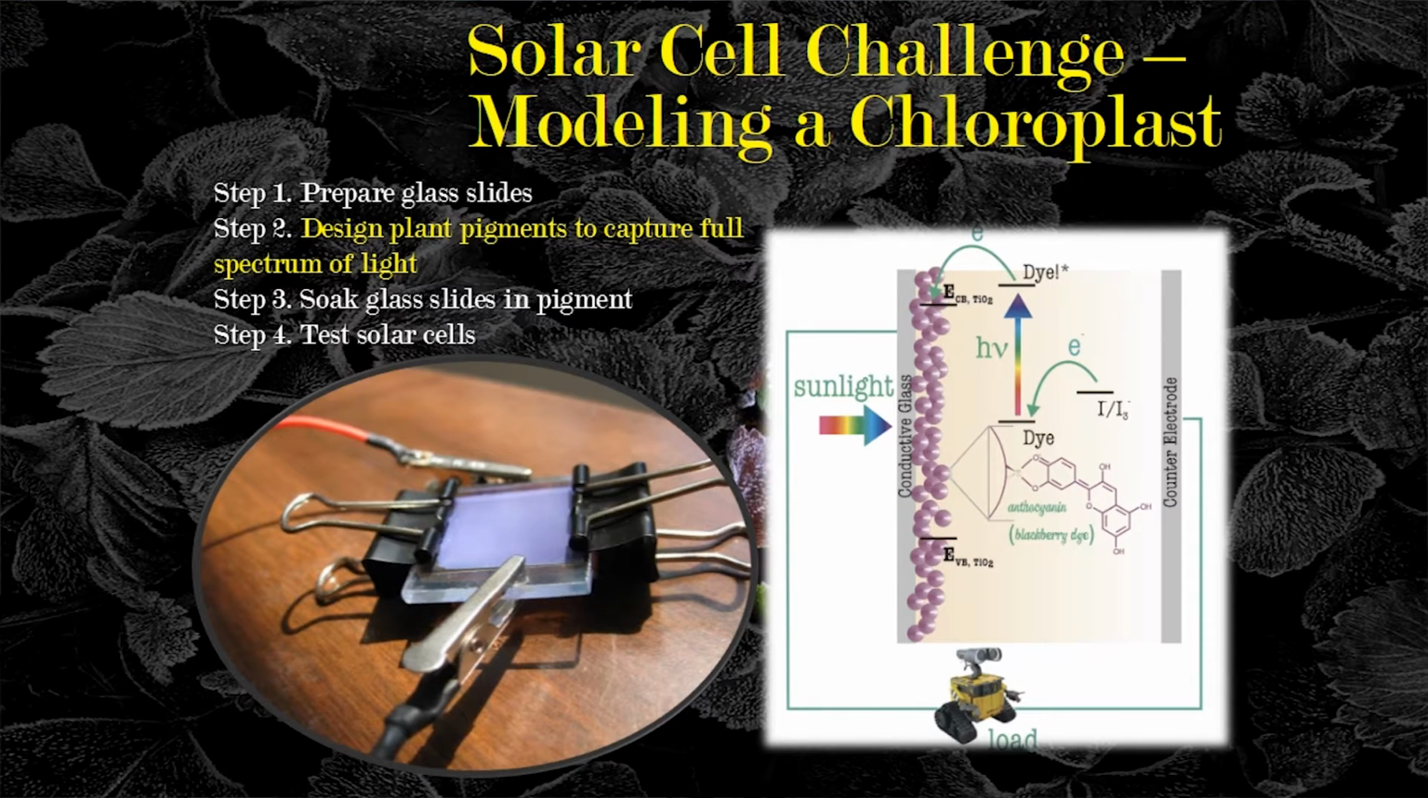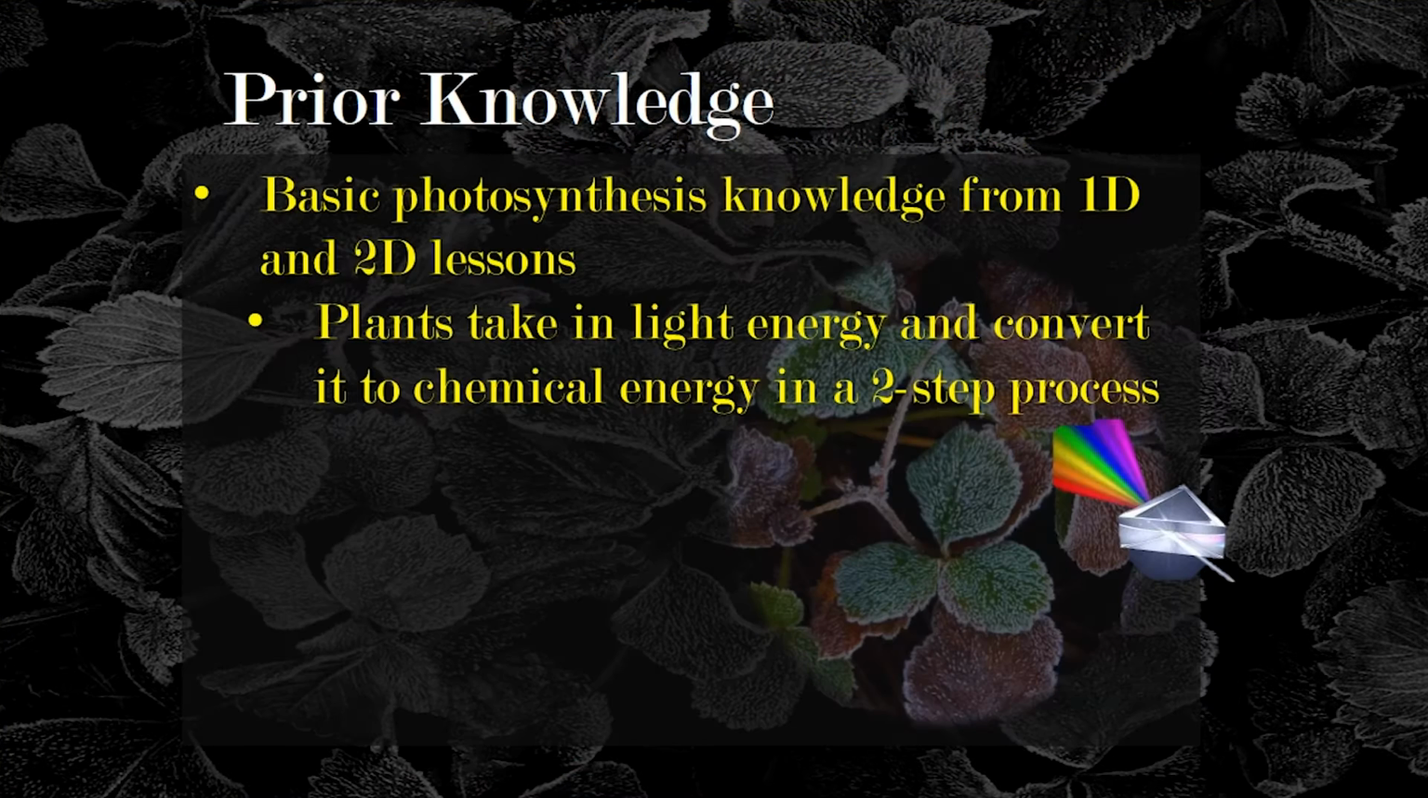it collects energy. So first they prepared the glass slides, and then the big part was designing the plant pigments to capture the full spectrum of light. And I'll show you what that looked like. And this is just a graphic of what the 2 electrodes, what the solar cell, looked like. So then they slammed them together, they put some iodine, and then they tested them. But that wasn't the focus.